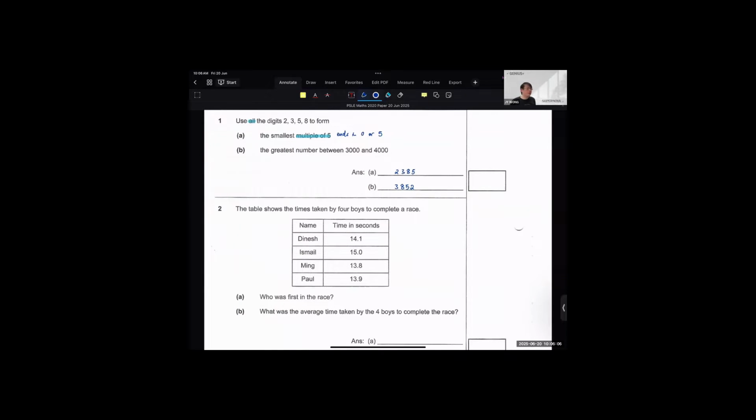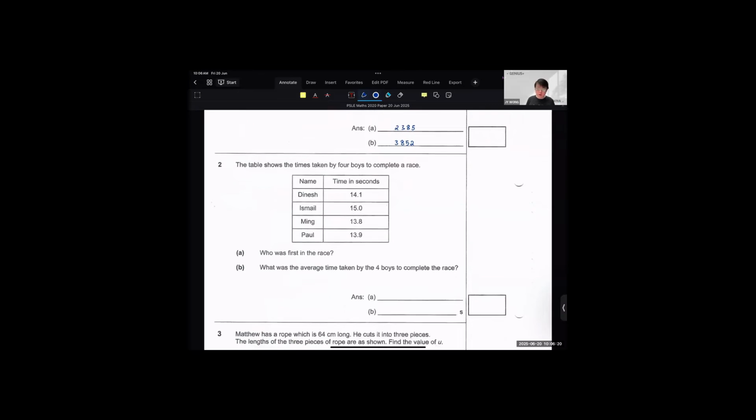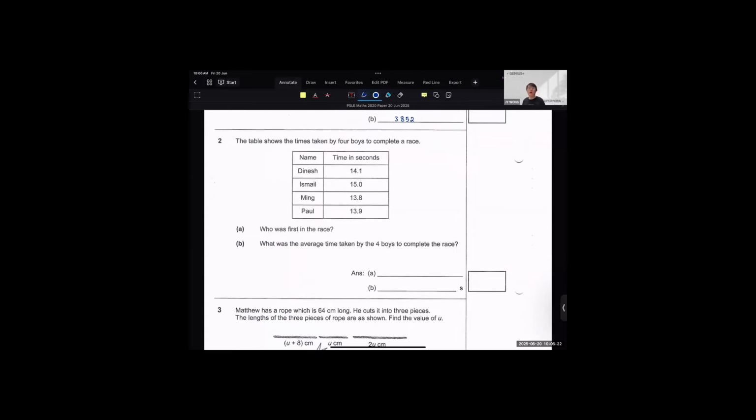Be careful with questions that ask you for nearest to. Nearest to means smallest difference. Sometimes it can be bigger, sometimes it can be smaller. Okay, so you need to check it both ways. But in this case, it's quite straightforward. They ask for a number between 3,000 and 4,000 that is the greatest. So the first digit has to be a 3.